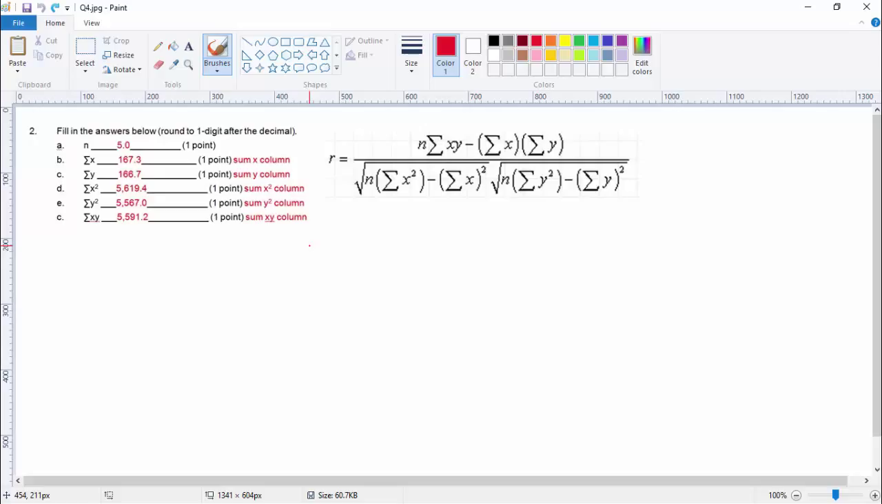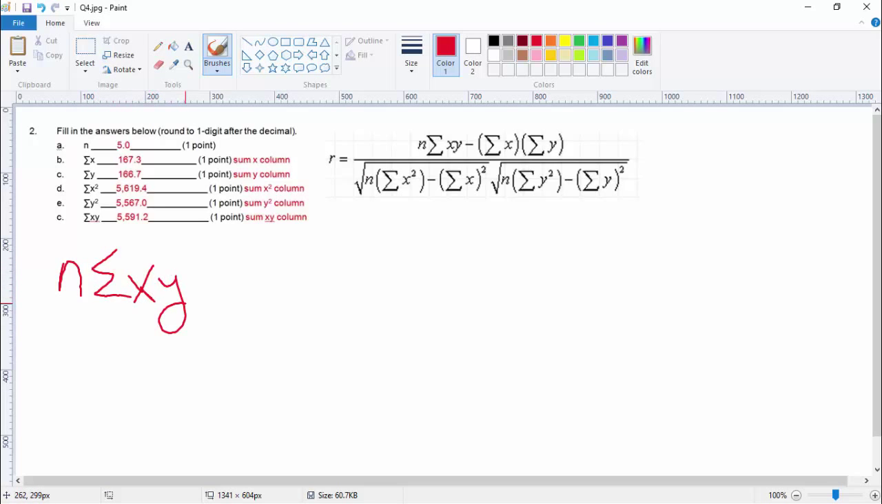What I always do is start, so this thing at the top is called the numerator, and this thing is called the denominator. Whenever you have a fraction, you have that. Each blob in there is called a term. So I calculate these terms separately, and then I put them all together. I usually start with the numerator. So let's start with the first term in the first numerator: n sum of xy.